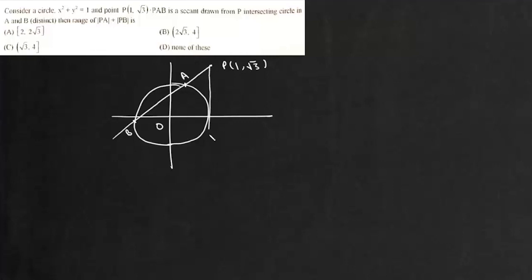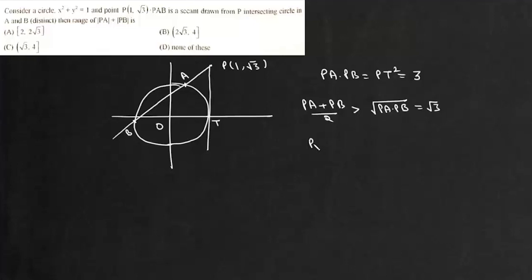Now if we draw this tangent, where this point is T, we know that PA into PB is PT square, and PT square in this case is 3. Now we know that AM is always greater than or equal to GM. So (PA plus PB) by 2 will always be greater than, because PA and PB cannot be equal, under root of PA into PB, and PA into PB is 3. So it is root 3. So this PA plus PB is always greater than 2 root 3.